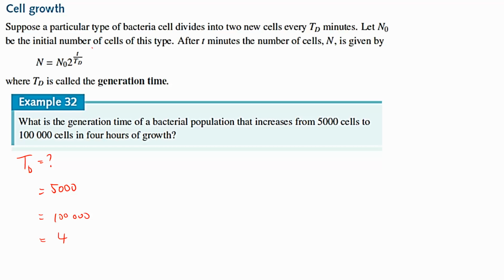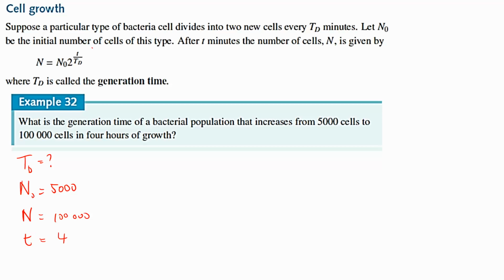Yep, so what would 5,000 represent? Well, 5,000 would be N naught. Good, and naught is the initial amount, because that's how much you're starting off with. They're saying it increases from 5,000 to 100,000. So what would 100,000 represent then? N, because that's the final amount. So I've got N as my final amount, and then 4 hours of growth has to be T.